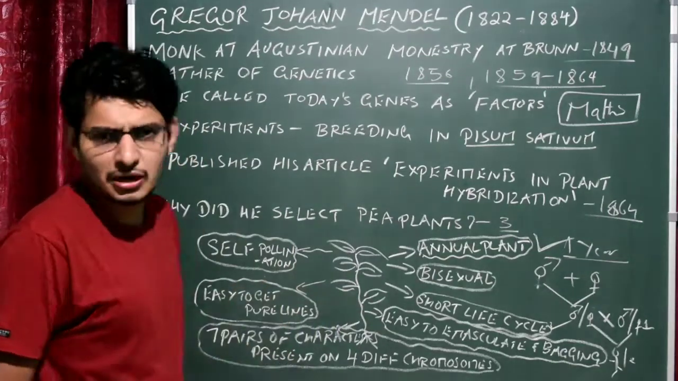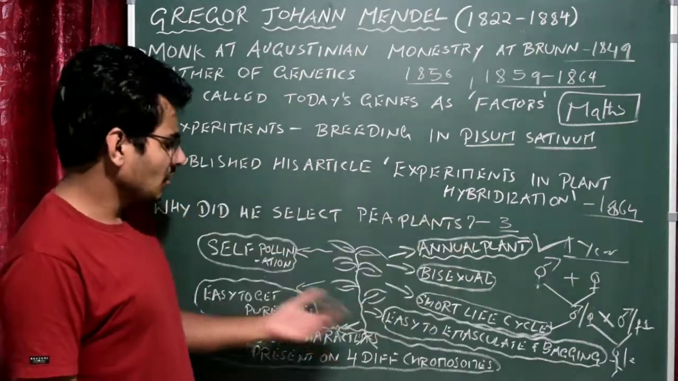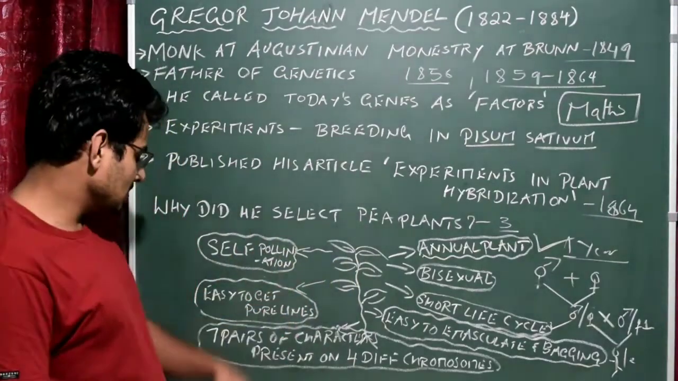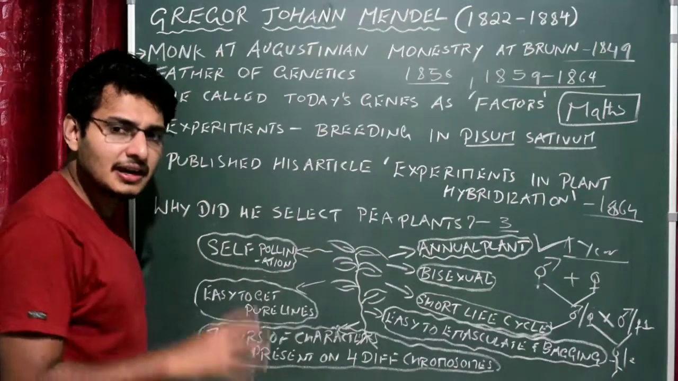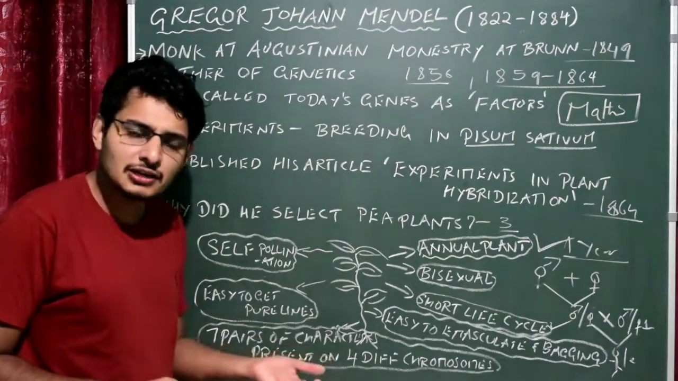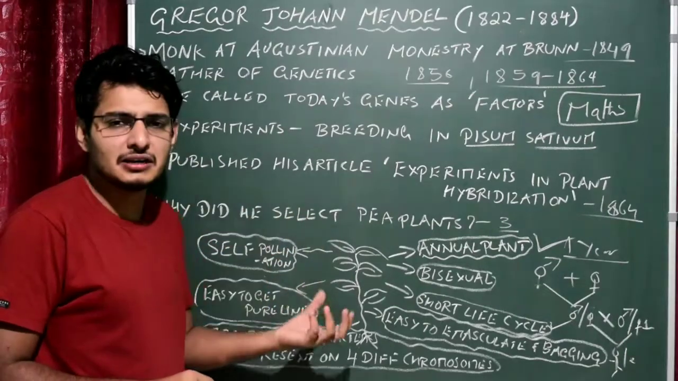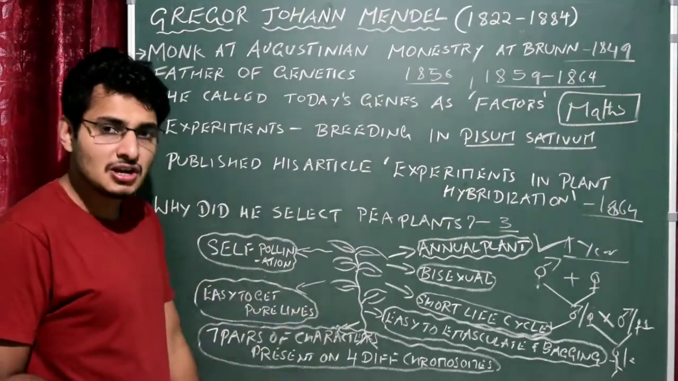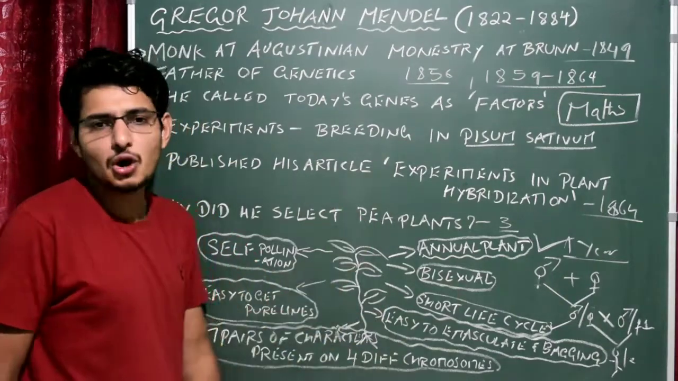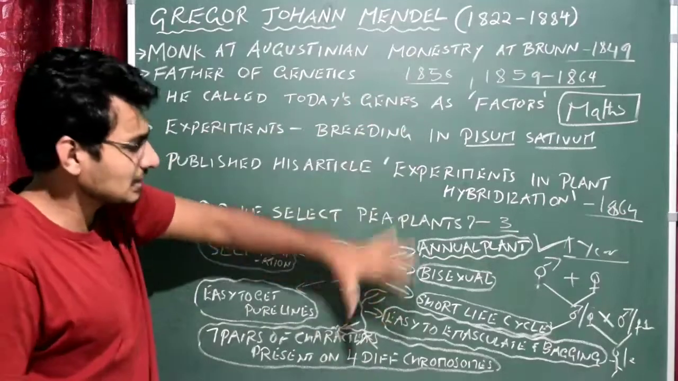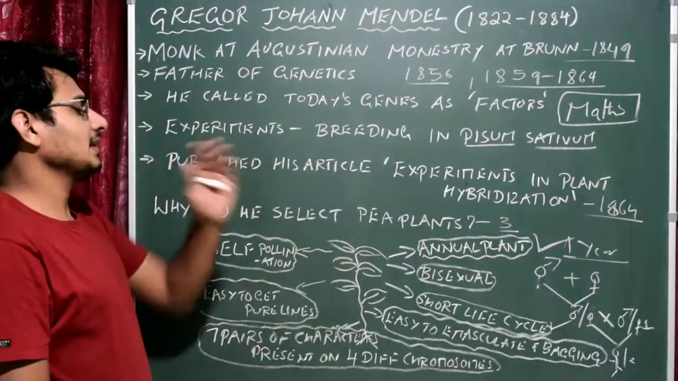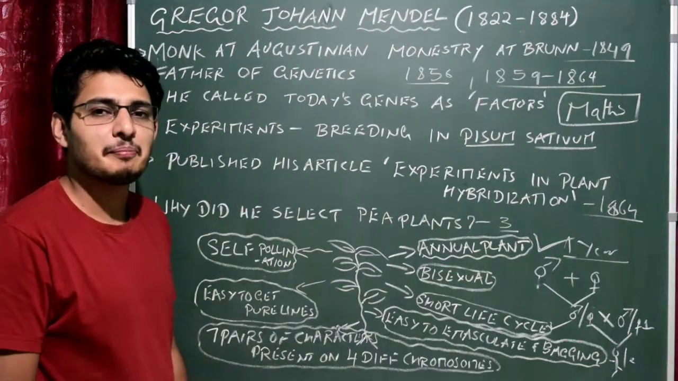So it is easy to get pure lines because of the short lifespan. Obviously he would get the pure lines within a short duration. And finally he considered around 7 characters, like seed shape or seed color or many things. These 7 characters were present on the 4 different chromosomes. Because of all these facilities within that plant, he selected the Pisum sativum.